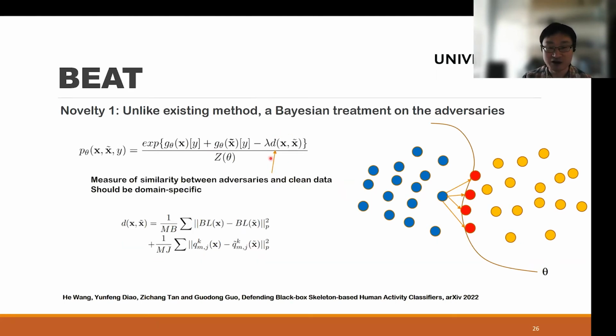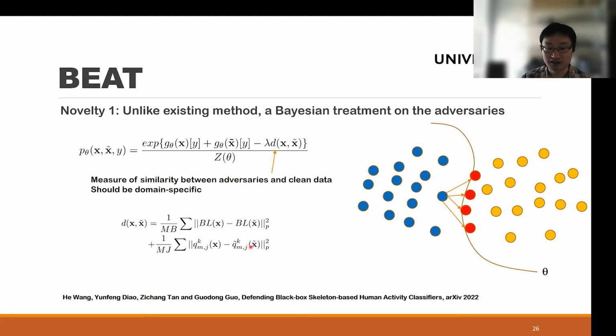Now we specify what D should be. This similarity function actually can be anything, to be honest, if it's an image or if it's finance data. But in our case, I think it should be domain specific. So we use a similar example as before to compute the distance. This is again bone length.